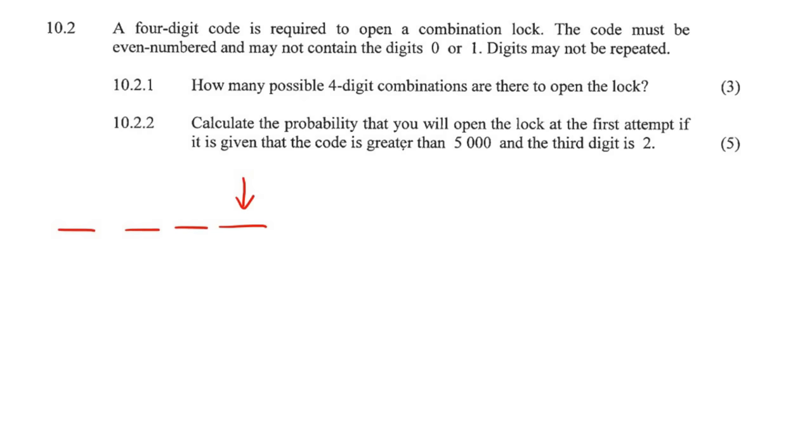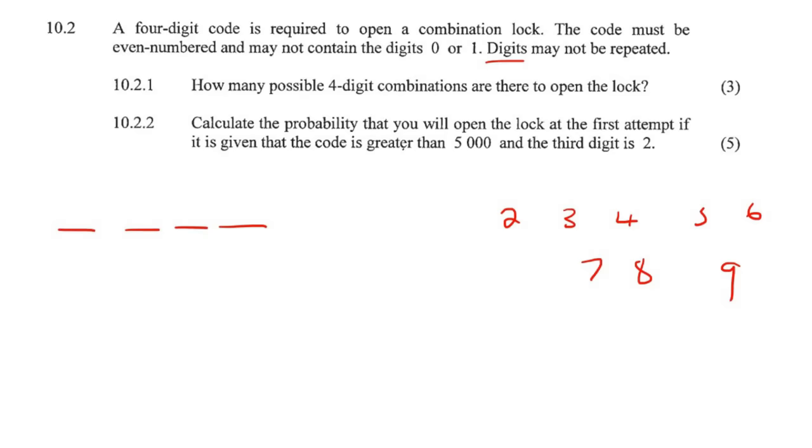For example, this number is even. Why? Because that number's even. This number over here, 7, 9, 1, 6, is even because that number is even. So when something is even, it means the last digit is even. They also tell us must not contain the 0 or 1. Okay, so we're only using the numbers 2, 3, 4, 5, 6, 7, 8, and 9. And the digits may not be repeated.